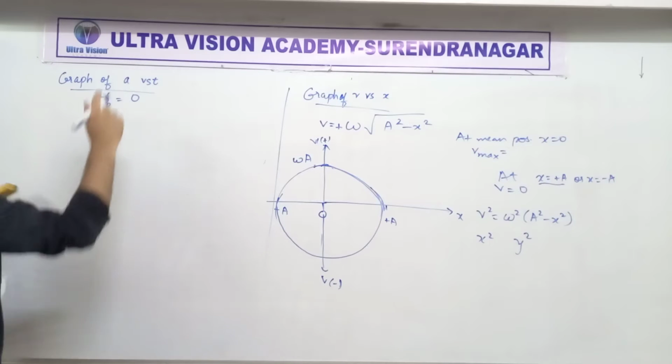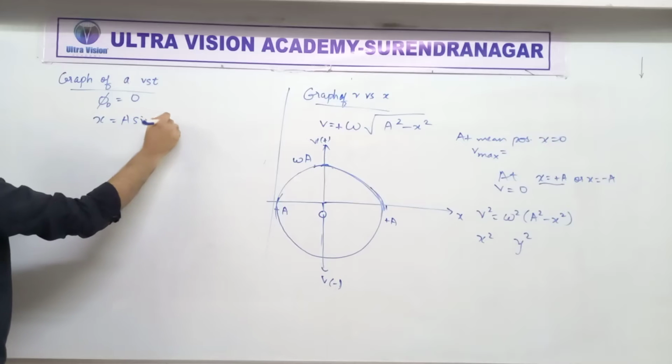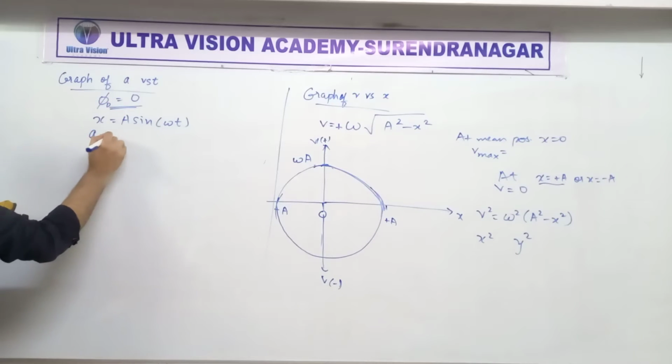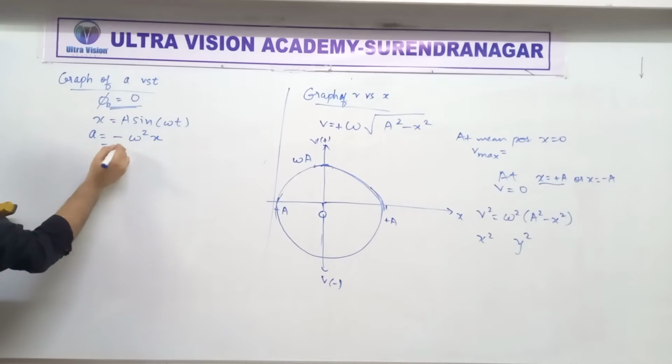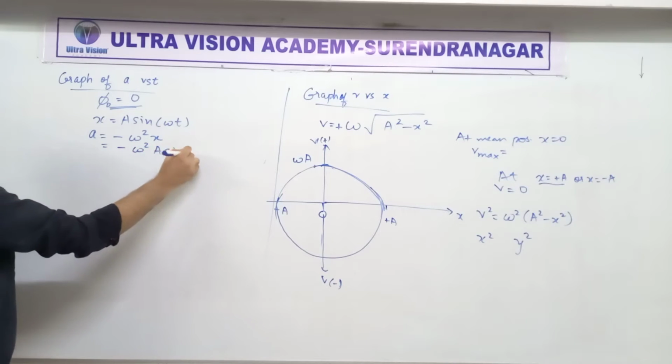This is easy. x is equal to a sin ωt. We are taking φ0 is equal to 0. a is equal to minus ω² x, right? This is one of the important relations of simple harmonic motion. So this will be minus ω² a sin ωt.